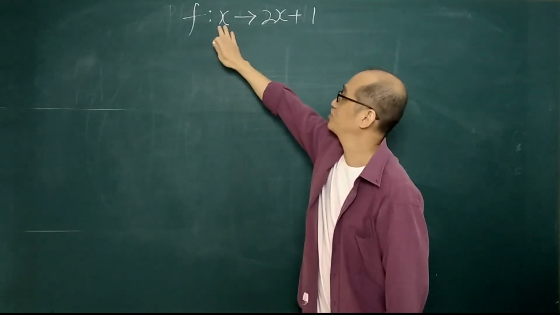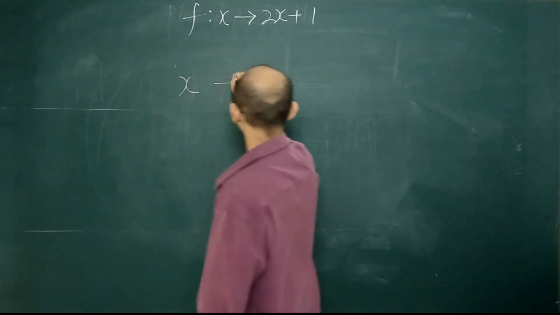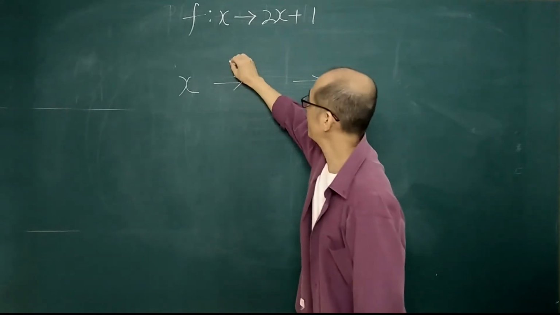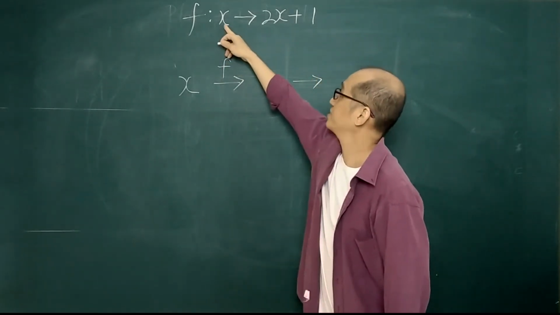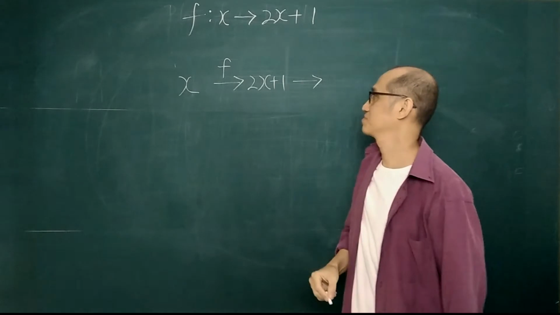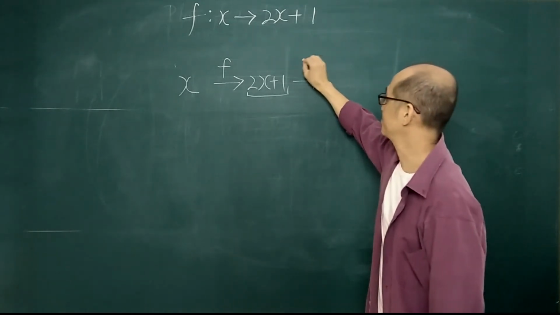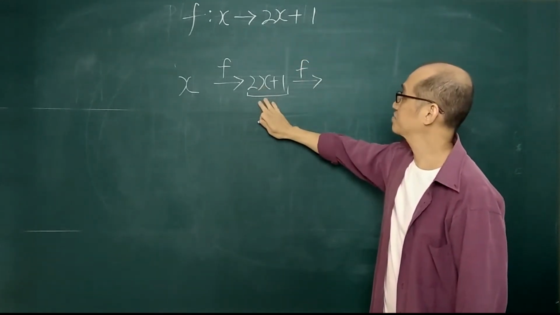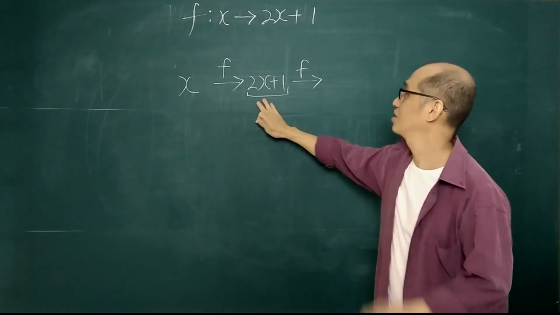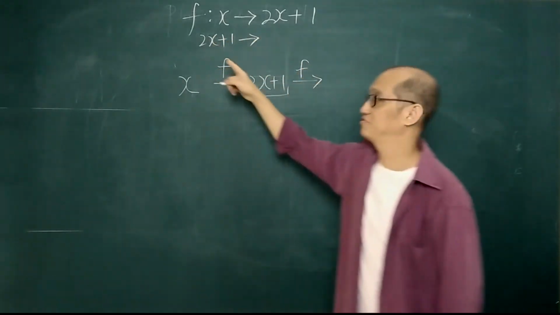Now we are going to let this object x go through the function 2 times. Now the object x goes through the function f. So x is mapped to 2x plus 1. So we have 2x plus 1. Now we are going to let this image go through the function f again. Now you see this 2x plus 1, for the second time it goes through the function, it is now the object. So this 2x plus 1 is going to go through function f.